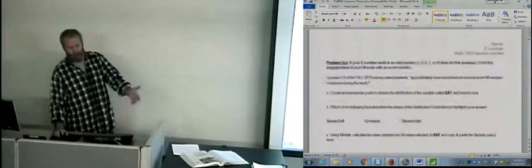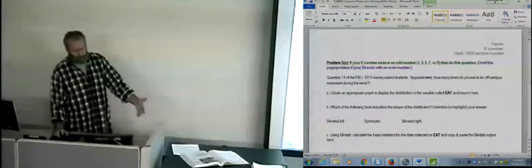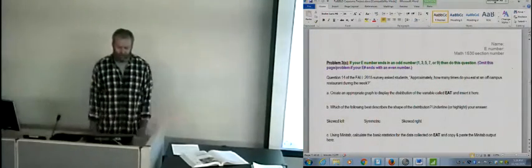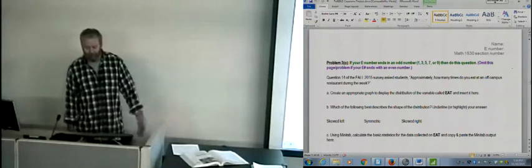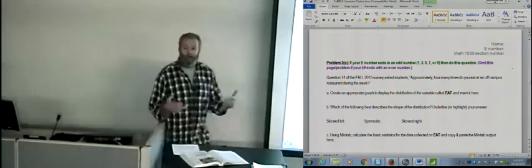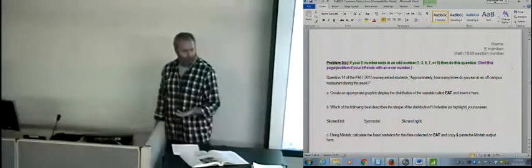If your E number ends in an odd number, question 14 of the fall 2001 survey asked students, approximately how many times did you eat at an off-campus restaurant during the week? Is that a quantitative variable? So it doesn't matter which one you're doing. They're both quantitative variables. Okay?